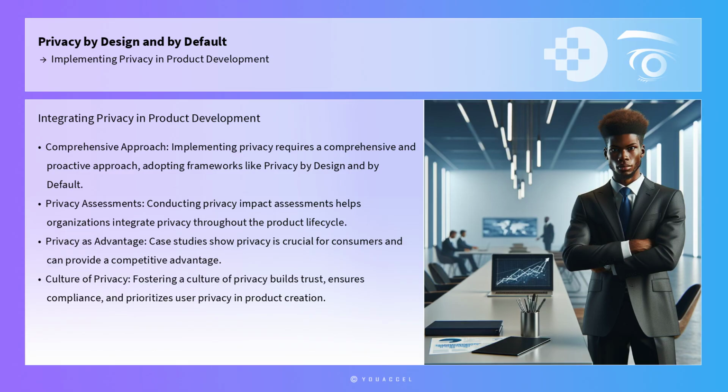In conclusion, implementing privacy in product development requires a comprehensive and proactive approach. By adopting frameworks such as privacy by design and by default, conducting privacy impact assessments, and leveraging privacy-enhancing technologies, organizations can effectively integrate privacy into their product lifecycle. Case studies and statistics highlight the importance of privacy for consumers and demonstrate how privacy can be a competitive advantage. By following a step-by-step approach and fostering a culture of privacy, organizations can build trust, comply with legal requirements, and create products that prioritize user privacy. As privacy continues to be a critical concern for consumers and regulators alike, organizations that prioritize privacy will be well positioned to succeed in the digital age.